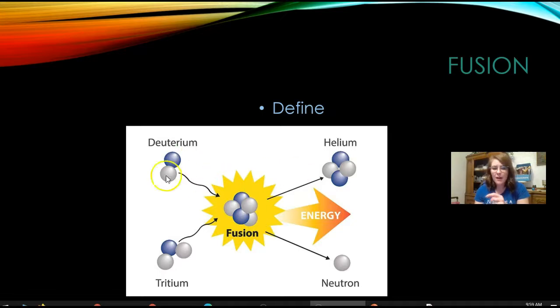So we're going to take, and I know this is confusing because it says deuterium and tritium, these are two forms of the same element.